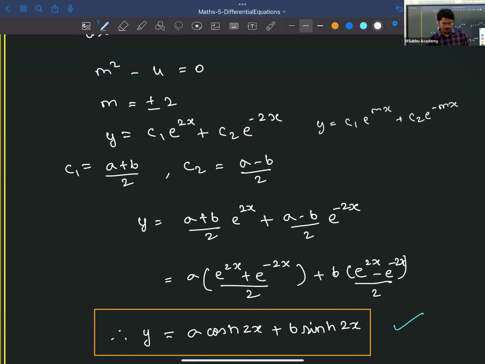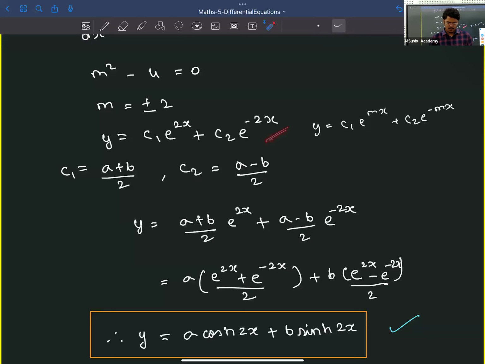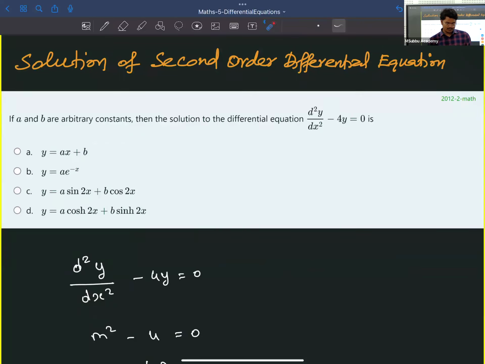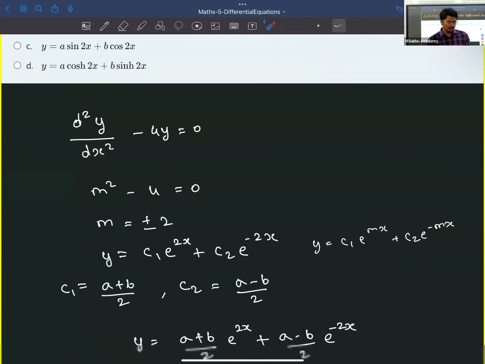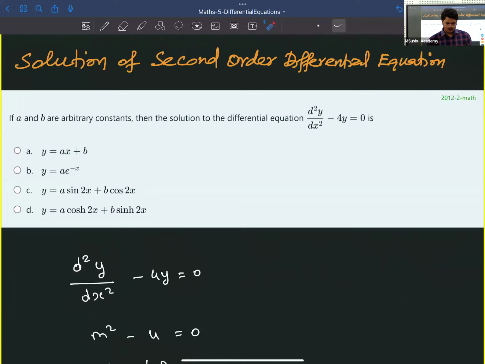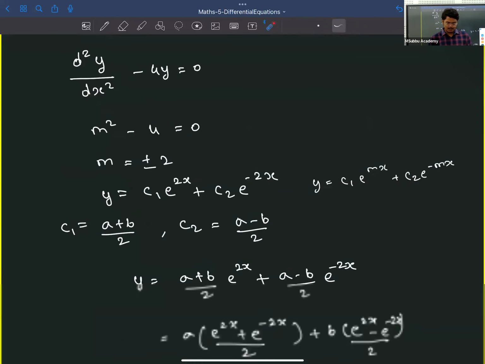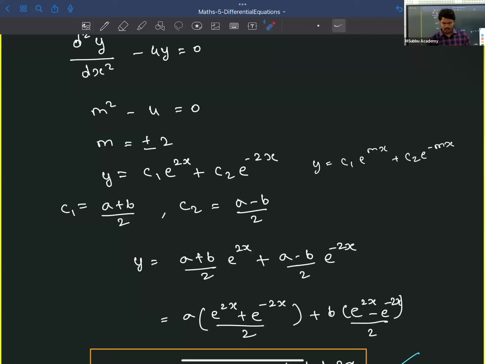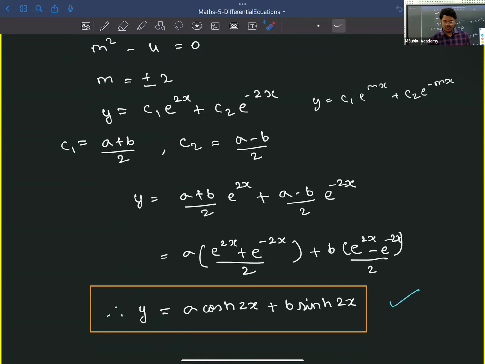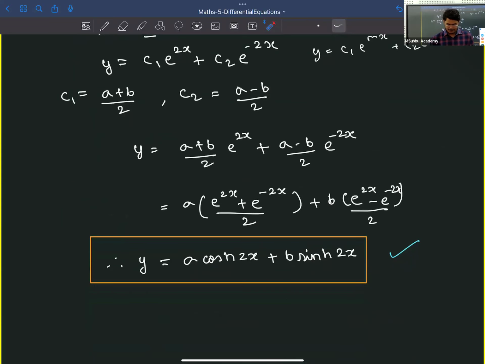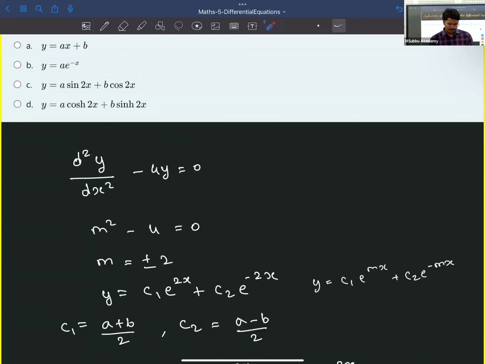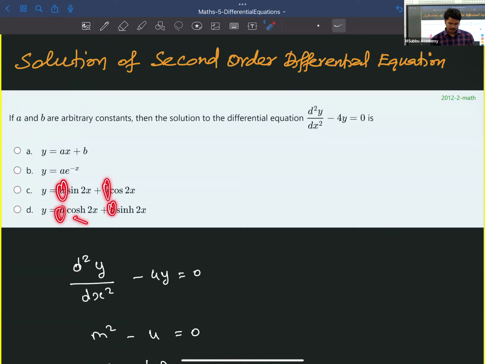Okay, so now we have got the complementary function as this. Now what they have asked is we have to express this in terms of the arbitrary constants a and b. So we have to take c1 is equal to a plus b by 2 and c2 will be a minus b by 2. So just substitute c1 here, substitute c2 here, and solve for a and b coefficients. It should be in a and b coefficients, so you have to convert into either of these forms.